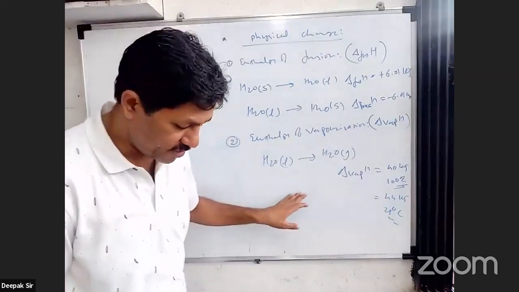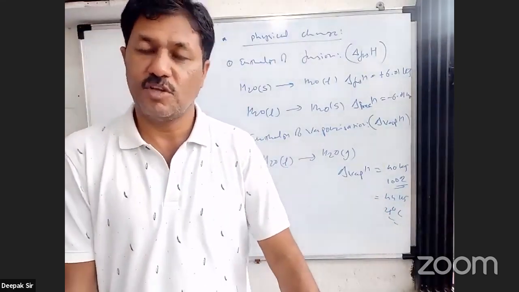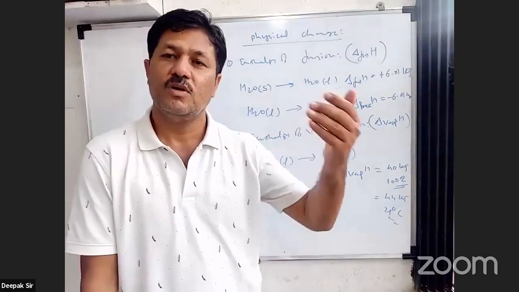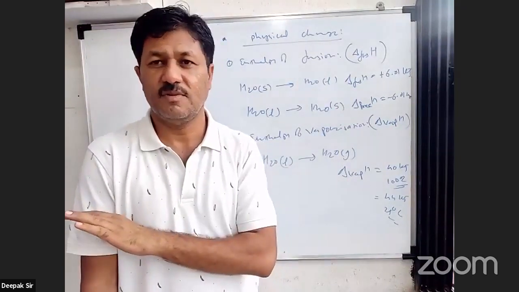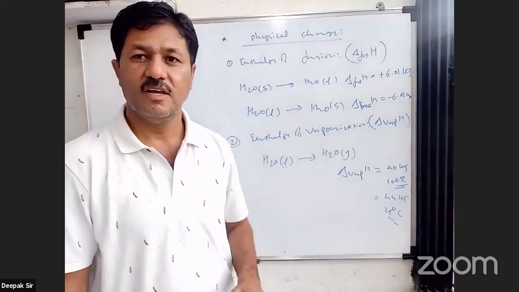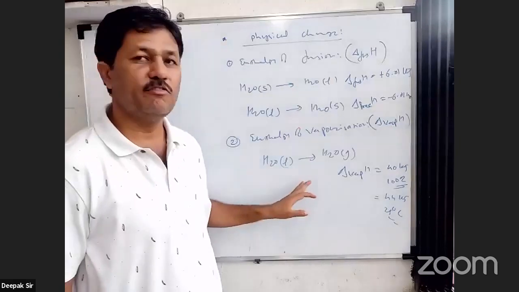So what is enthalpy of vaporization? Enthalpy of vaporization is the process in which 1 mole of liquid is converted into the gaseous state without changing temperature. This is called enthalpy of vaporization. So this is enthalpy of fusion, enthalpy of freezing. This is enthalpy of vaporization.